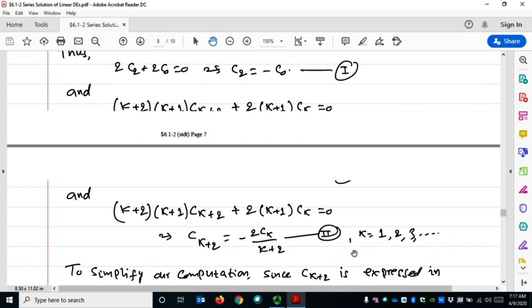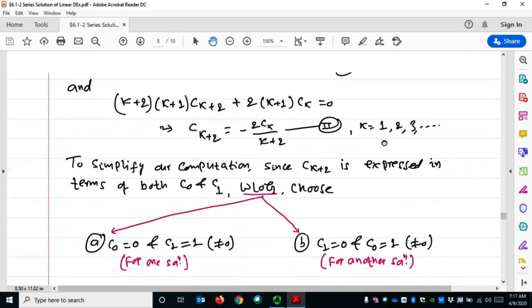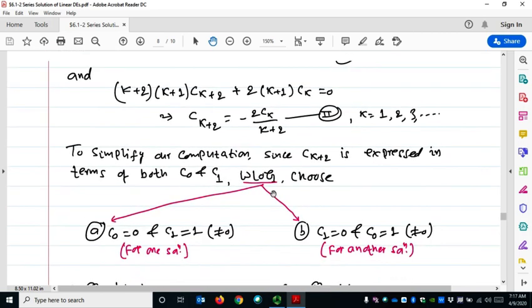So k equals 1 to 2. Awesome. Great. So now let's compute term by term these ck's. To simplify our computations, since we assume c0 and c1 are given, let's assume c0 is 0 and c1 is non-zero, meaning 1, and in the other case c1 is 0 and c0 is not 0, which is 1.